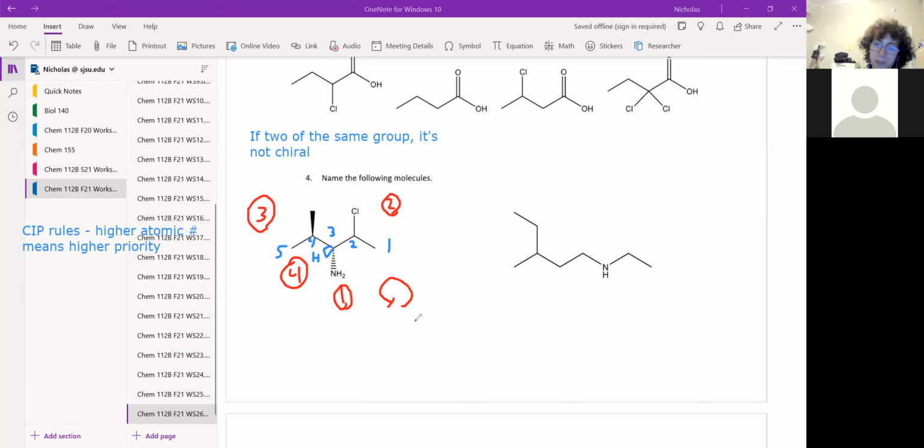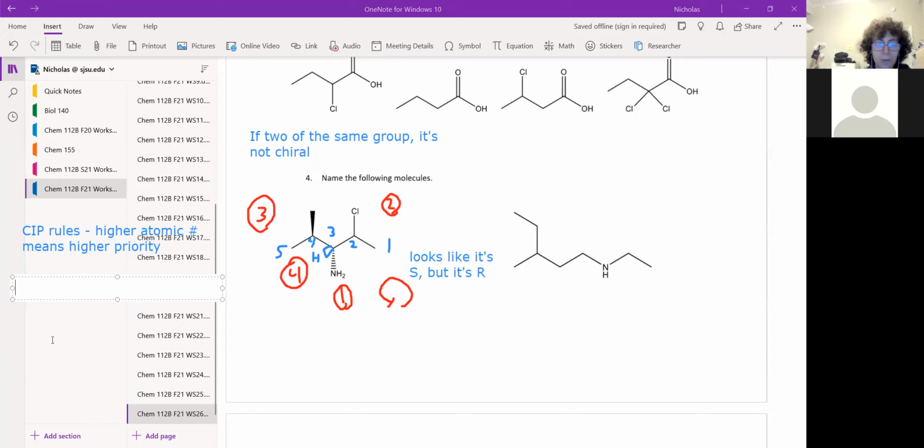But one other thing besides all of this numbering and drawing an arrow is you have to pay attention to where the number 4 group is. If it's anywhere but on a dash, then you have to flip what it looks like. So here the hydrogen is on a wedge, so it's not on a dash. So we have to flip it. So this looks like it's S. It's R because the hydrogen is not on a dash.